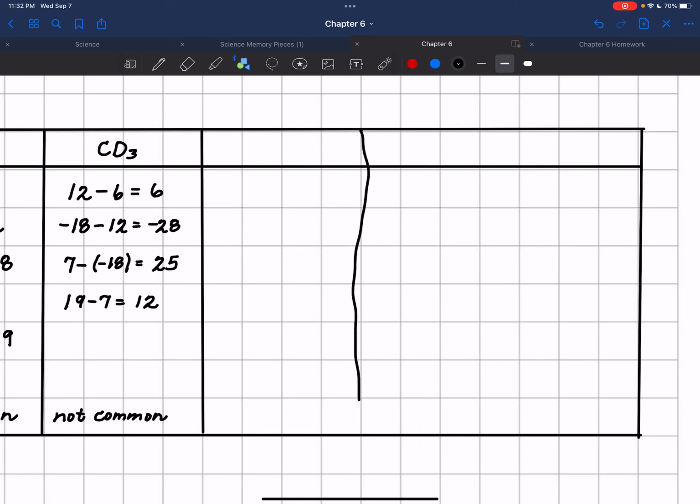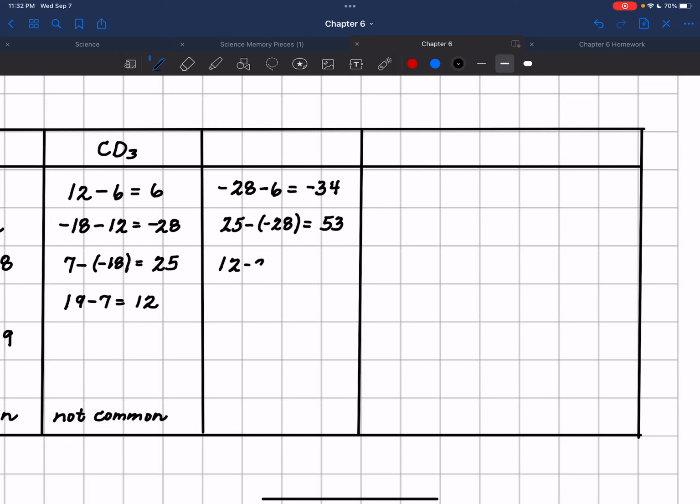Okay. One good thing, the columns get shorter each time. So we have negative 28 minus 6. That's going to be negative 34. 25 minus negative 28, I'm not even going to try it. 25 minus negative 28 is positive 53. And then 12 minus 25 is negative 13. So it is not common at the 4th degree.